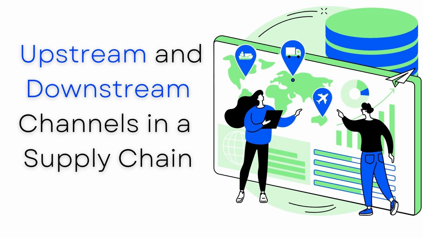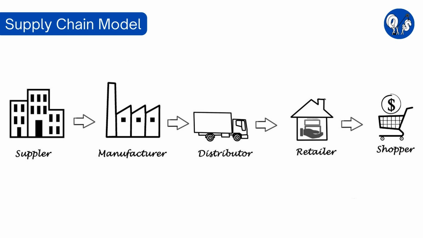Hello viewers, today we are going to have a discussion over upstream and downstream channels of supply chain management. Before I begin, I would like to show you this simple supply chain model so that you can easily grasp the concept of upstream and downstream operations. You can call it a basic model showing all the entities of a supply chain. You can see that there is a supplier, manufacturer, distributor, retailer, and a shopper, or you can say a customer.